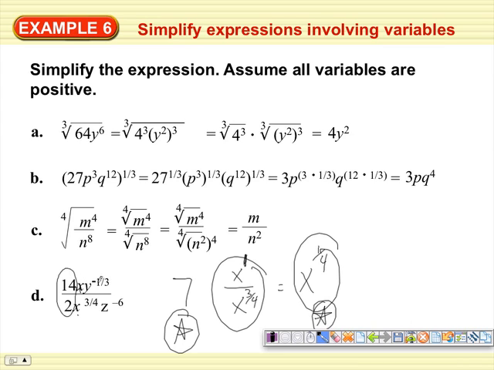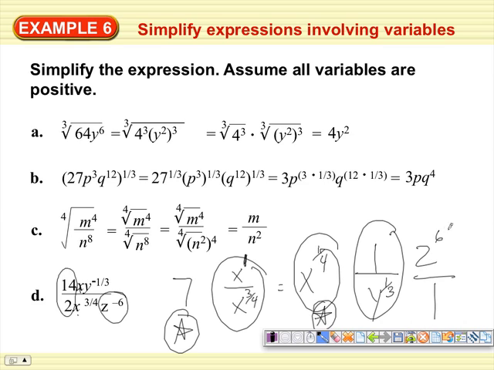Let's do y. Well, there's only one of them. What happens when you have a negative exponent? What are you going to do with it? Flip it down. So 1 over y to the 1/3. Everybody get that? There's another one. z to the negative 6, same thing. Flip it up. So you got z to the positive 6 over 1. See how it flipped up?